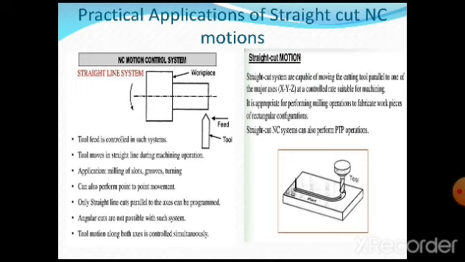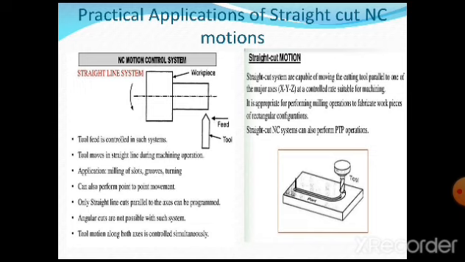Applications: milling of slots, grooves, turning. In all these things we can go for it, where the movement is in a straight line only. It can also perform point to point movement. Only straight line cuts parallel to the axis can be programmed, because your feeding rate is exactly straight, parallel to one of the axes of the workpiece. Angular cuts are not possible with such a system. Tool motion along both the axes is controlled simultaneously. It is possible to control both, but separately. That is very important here.